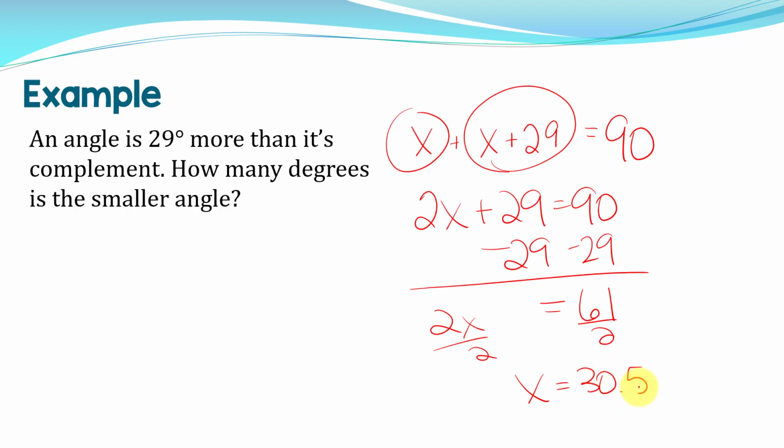So how many degrees is the smaller angle? Well, it would be 30.5 degrees. The larger one would be 29 more than that. So that's how something like that would work.